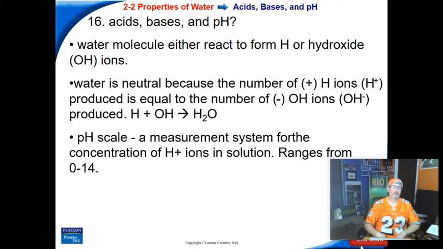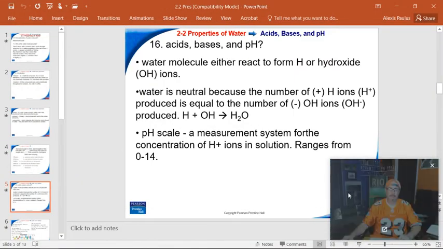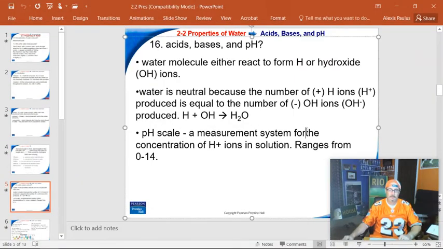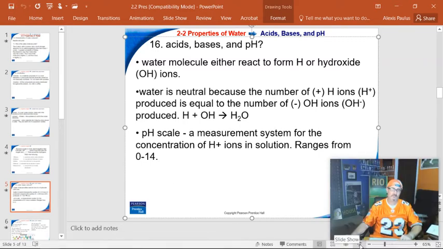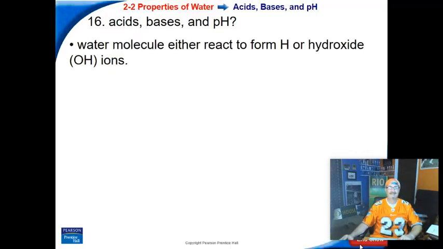Okay, the pH scale. Uh-oh. My goodness, Paulus. Sorry, I'm a perfectionist, especially when kids are watching my PowerPoints. Plus, when I actually do these in class, now they'll be correct. All right.